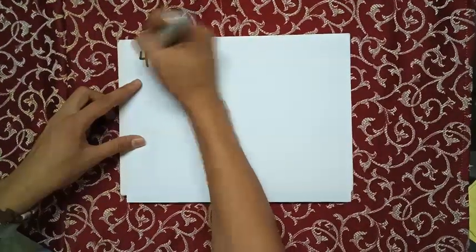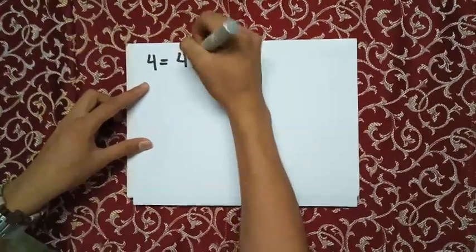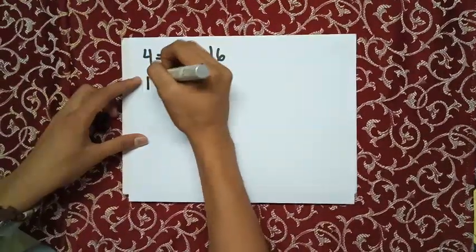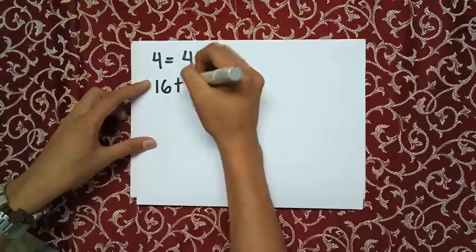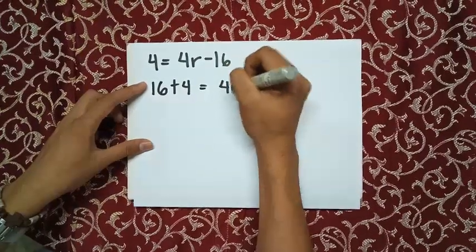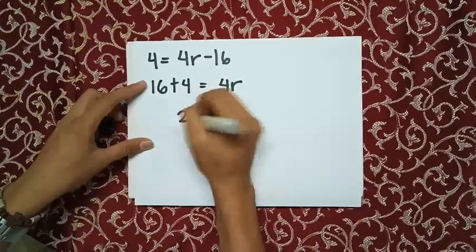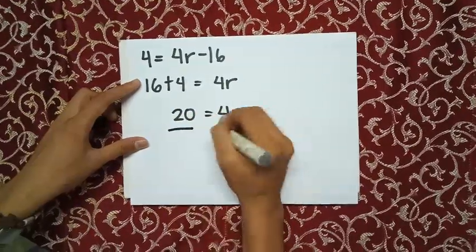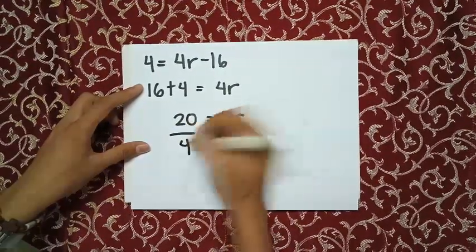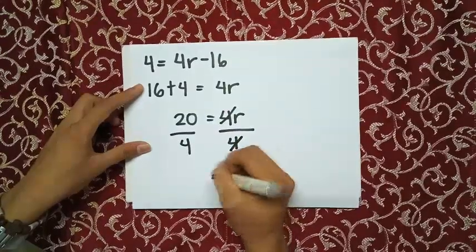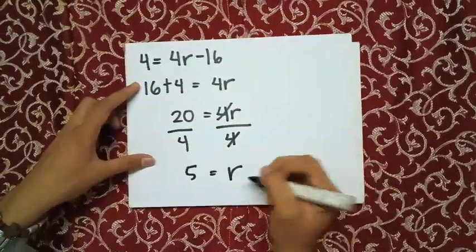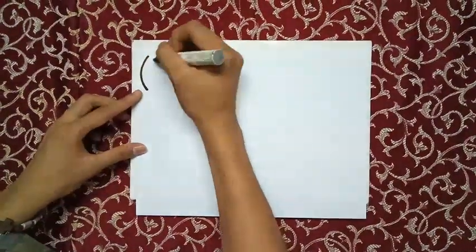Hence, we have 4 equals 4R minus 16. Applying the addition property of equality, 16 plus 4 equals 4R, 16 plus 4 is 20, equals 4R. Divide both sides by 4, cancelling the 4, R equals 5. Thus, it is the fifth term which involves x raised to 4.